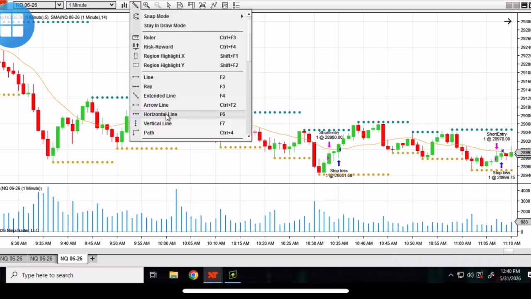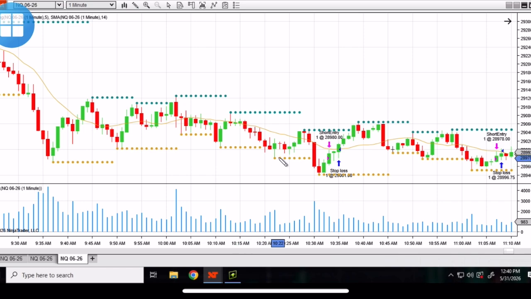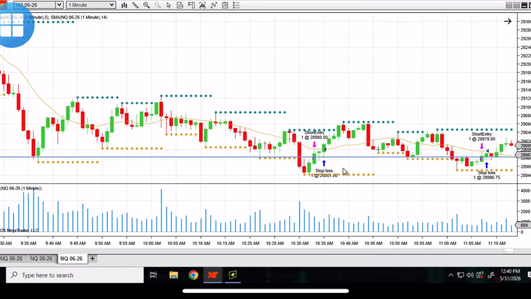Basically, look for levels like right here that settle low. First, it acts as a support level. Once you break below it, it usually acts as resistance. That's the concept of my bot.